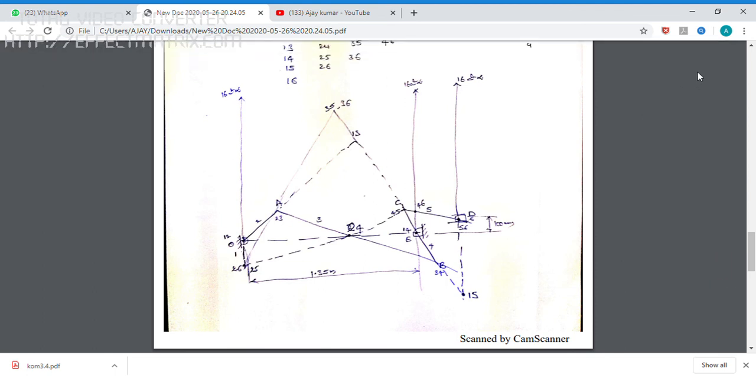And another thing is how to go through the textbook also. Try to solve some of the solved or unsolved problems.